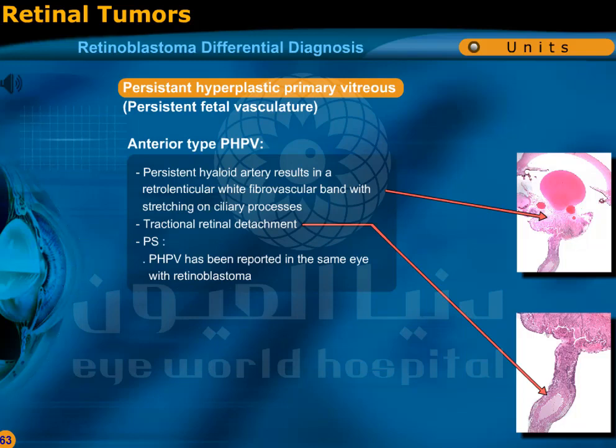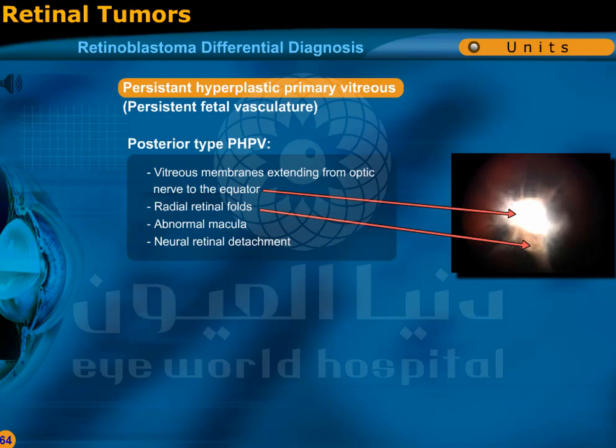Anterior type persistent hyperplastic primary vitreous. Persistent hyaloid artery results in retrolenticular white fibrovascular band with stretching of ciliary processes. It is to be noted that PHPV has been reported in the same eye with retinoblastoma.